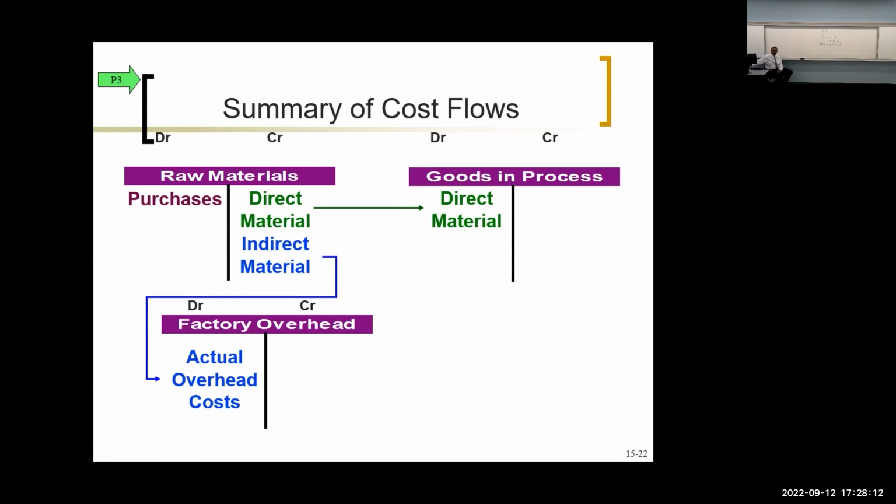Now, the inventory manager also has indirect materials. Let's say, for instance, the CEO needs a new laptop. When they buy a new laptop, they're going to debit factory overhead and credit indirect materials. Now, that's the material side.